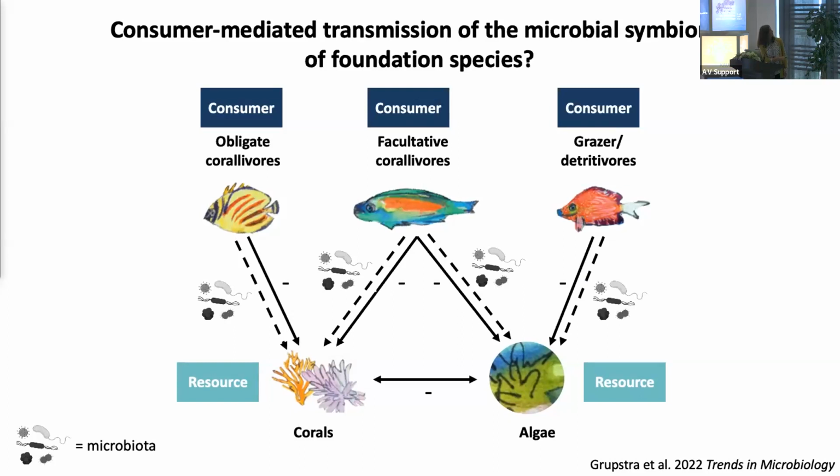And so something very interesting is that through the process of eating their different food sources, these different fishes are also consuming the microbes that these foundational reef species contain. And when they digest their food and then defecate as they swim across the reef, they are releasing these microorganisms, either dead or alive, across the reefscape.